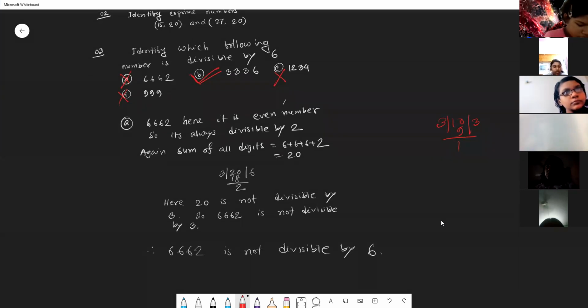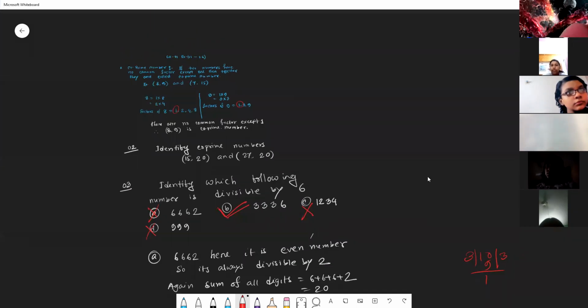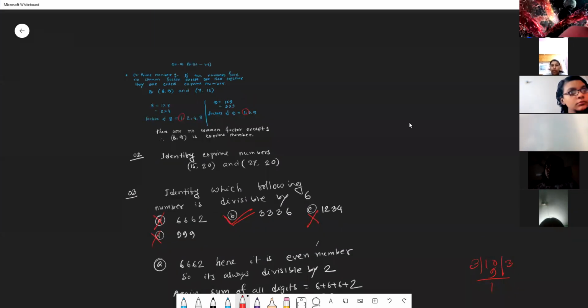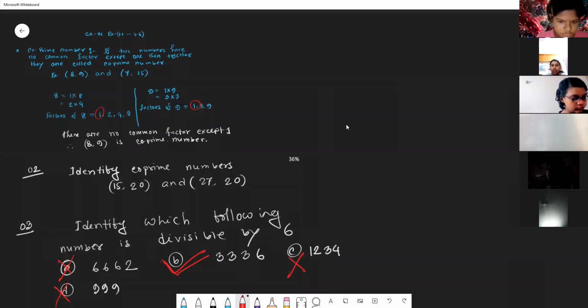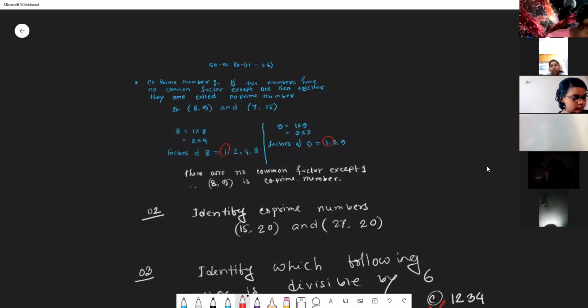So now, number 1 and 2. The first question, number 1, is the definition of coprime number. Number 2, just identify the coprime number. So here, this is our answer. Coprime number is this one.